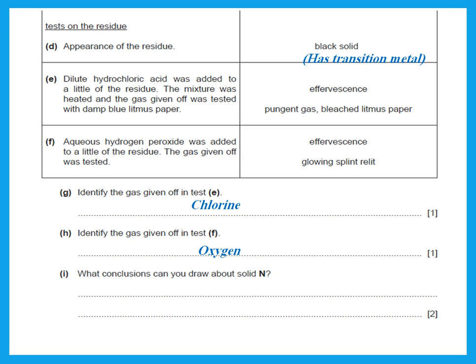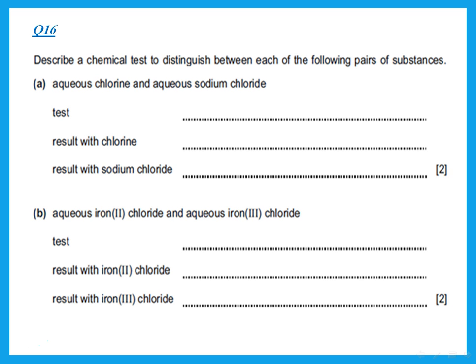So if he says, what conclusions can you draw about this solid? Well, we found that it is black. That means it has a transition metal, and it causes hydrogen peroxide to give off oxygen gas, so it can act as a catalyst. Okay? Again, we want to distinguish between chlorine and sodium chloride.